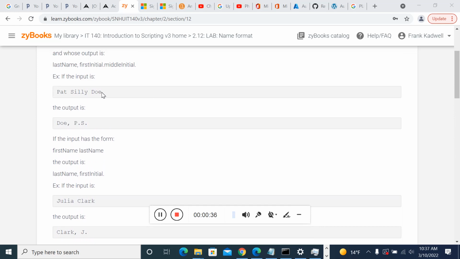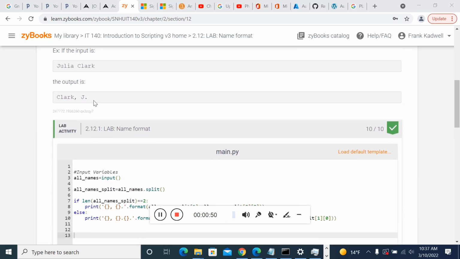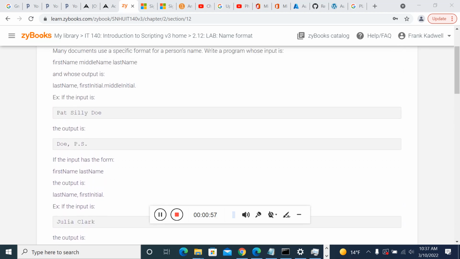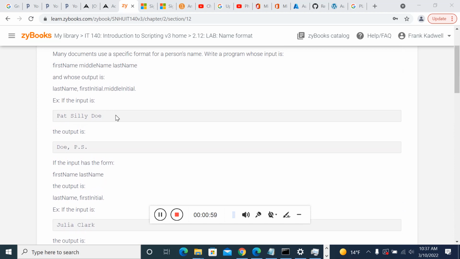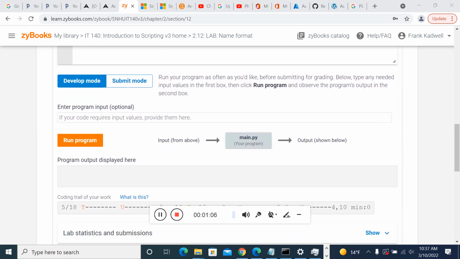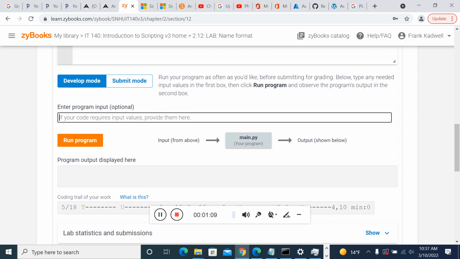As we were talking about in the video, your input can be done in different ways, and so you really need to look at what Zybooks is asking for as far as the input is concerned. The solution that I had used three different variables, one for each name. That's not quite correct, because what they're looking for, for example input, is like they have here, which is given as Pat Silly Doe.